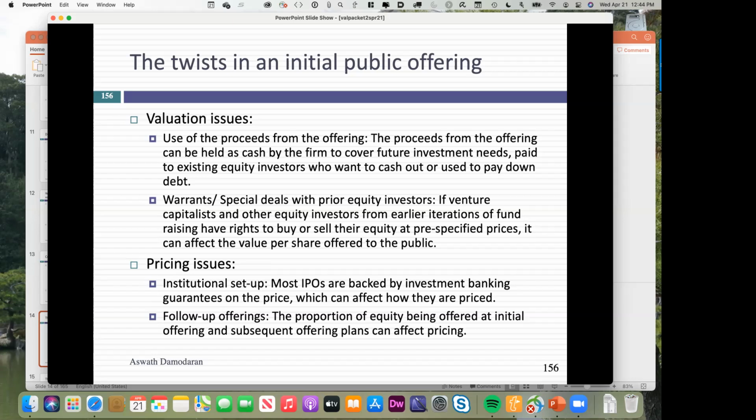From a pricing perspective, we already talked about the institutional setup, which is that bankers guarantee a price, and because they guarantee the price, they want to set the price too high. There's that offering price guarantee.